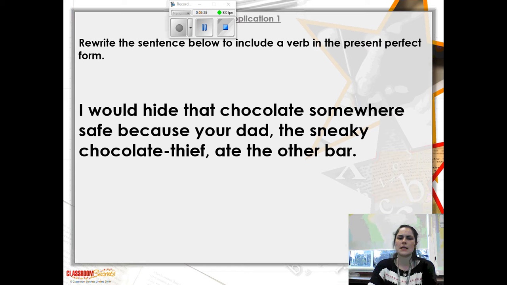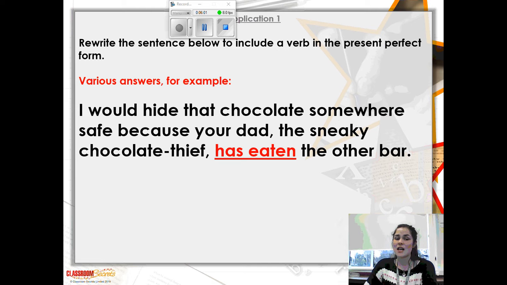So what I'd like you to do today is to rewrite the sentence below to include a verb in the present perfect form. I would hide that chocolate somewhere. So, is your dad, the sneaky football thief, ate the other bar? So think about the part of the sentence that you're about to change. Is it one part? Where is it? Is it at the beginning? Is it the end? What could you add in to make it present perfect? So there are various answers, but the one that came to my mind would be has eaten.